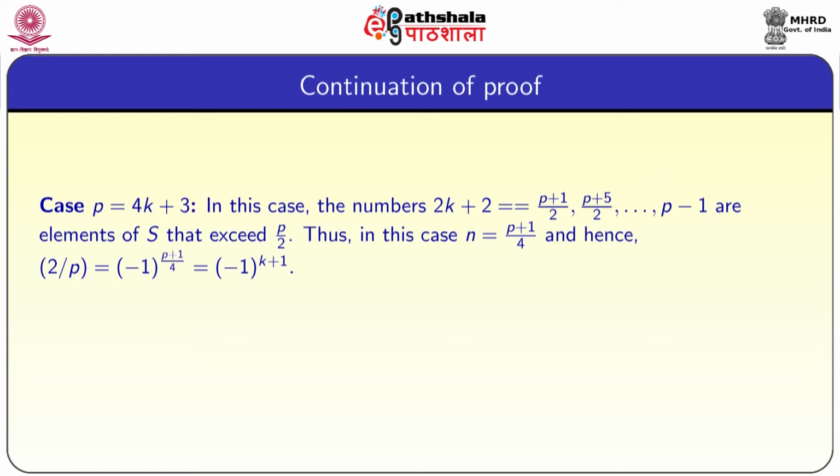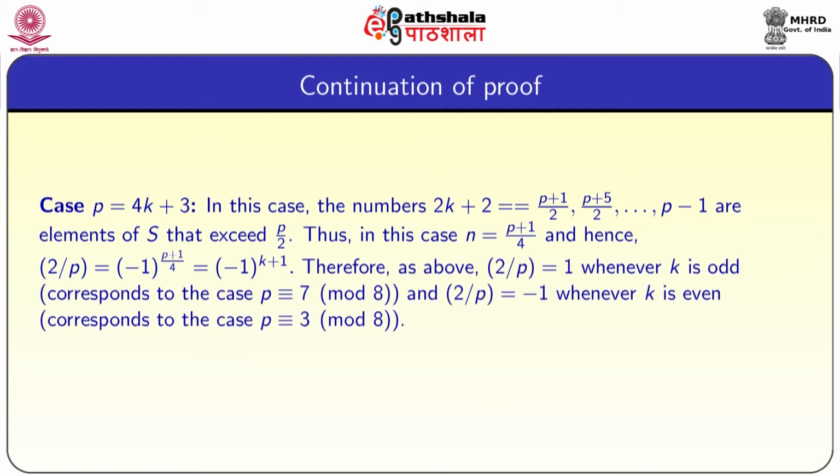Thus in this case n is equal to (p+1)/4. Hence (2/p) is equal to (-1)^((p+1)/4), which is equal to (-1)^(k+1), since we are assuming p is equal to 4k+3. Therefore, as above, (2/p) is equal to 1 whenever k is odd, that corresponds to p congruent to 7 mod 8, and (2/p) is equal to -1 whenever k is even, that corresponds to p congruent to 3 mod 8.